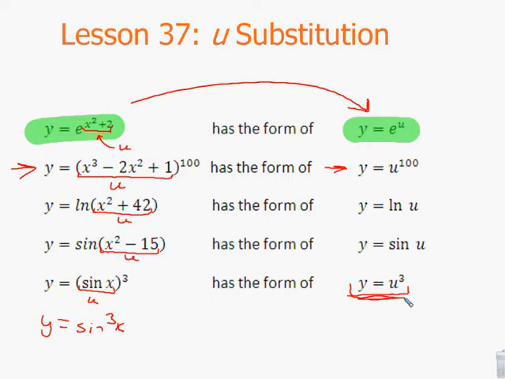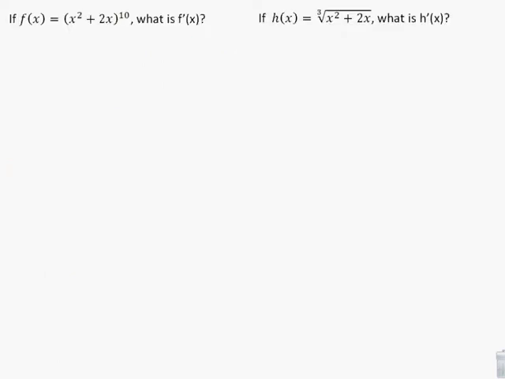So what we're going to do is use substitution to differentiate, or find the derivative of, several of these things that look a little more complicated but can be made simpler by substitution. So in this first one, instead of the f of x form, we're going to use y form. So we'll have y equals x squared plus 2x to the 10th power. And we want to think, well, what's the basic function here? The basic function here is really just something to the 10th power.